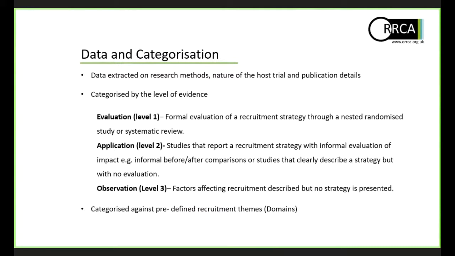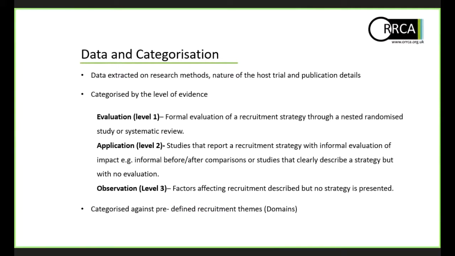We had a team of reviewers who were very involved in this, assessing the eligibility of articles, but then also categorizing eligible articles according to the level of evidence. It's worth noting that we didn't assess bias in any of these articles, and we've left that for the users of the database to do for their own purposes. But we did want to be able to categorize eligible articles so that we could pull out particularly studies that were evaluating recruitment strategies and giving evidence for effective practice.